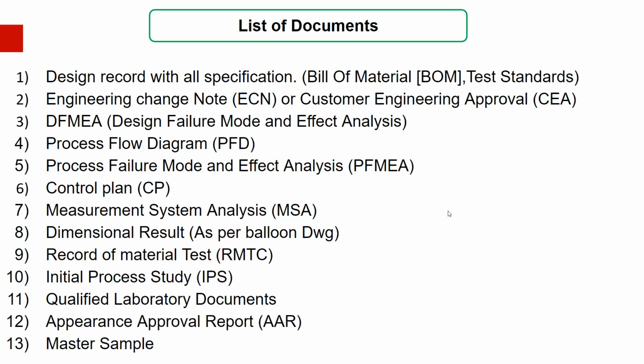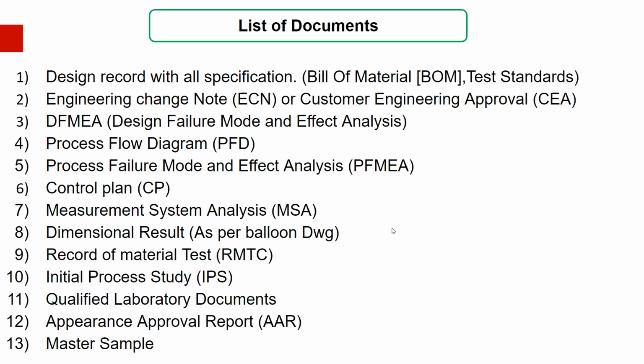I'll show you. Next is our dimensional results. As per the ballooning drawing, we are giving what dimensional results we are getting in our sample. Record of material test, RMTC report. This specifies the material testing report. What are the materials we are going to use? What as per spec is available or not. So that's RMTC.